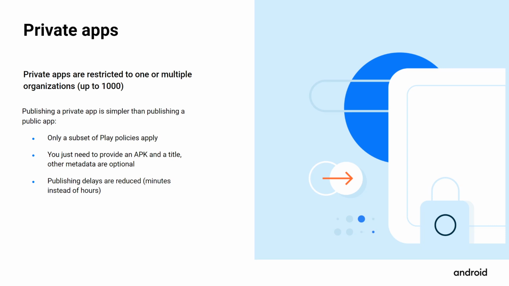Publishing a private app is also simpler. You just need to provide the app and the title. The rest is optional. You don't need to provide things like screenshots, detailed descriptions, content rating. You can if you want, but it's optional. And finally, the publishing time is shorter, thanks to the reduced policy reviews. So it takes minutes to publish the app, often less, instead of hours for public apps.